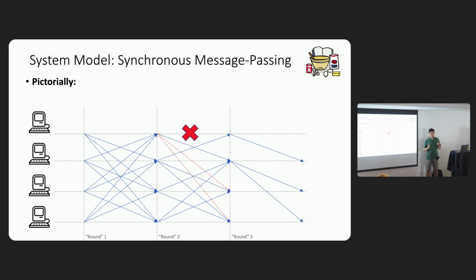Questions about this? You mean dropping messages up to some point? Yes, I assume that. I will assume that there's a bound f on the total number of dropped messages that can disappear, and that this bound is not very large. Let's say, I don't know, up to square root of n or something like that.